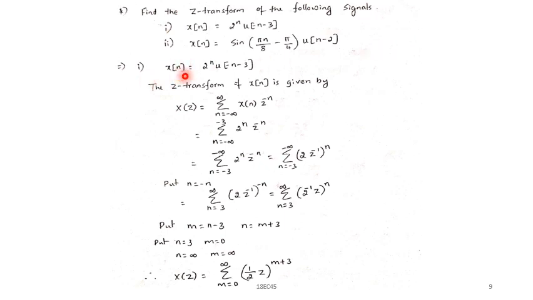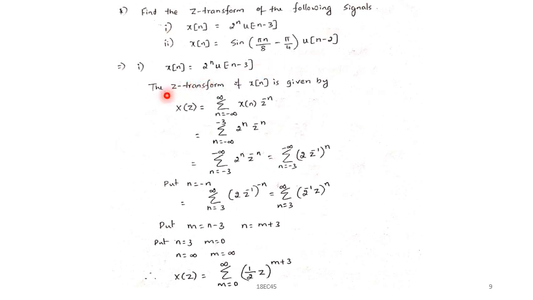And here we'll solve the first one. X of n is 2 to the power n u of minus n minus 3. So I have to obtain the Z transform of this. Either I can use the properties of Z transform, or I can solve directly, because they are not mentioned. You have to use the properties of Z transform here. If it is easy to apply the properties, then you can apply them and obtain the Z transform. No problem.